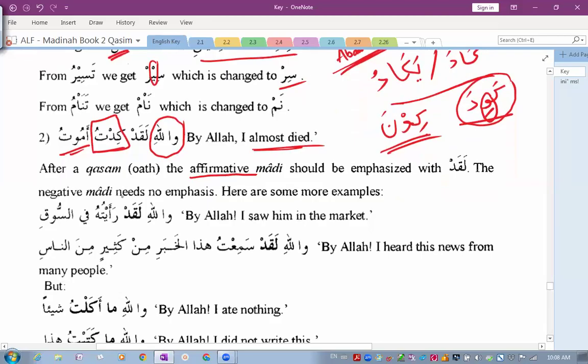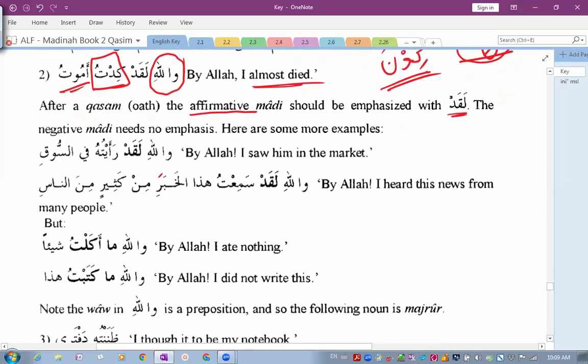So after a qasam oath, the affirmative madi should be emphasized with laqad. The negative madi needs no emphasis. Here are some more examples. Wallahi laqad ra'aytuhu fi suki. By Allah, I saw him in the market. Wallahi laqad sami'tu hazal khabra min kasirim min nasi. By Allah, I heard this news from many people. Should be khabra, not khabri.